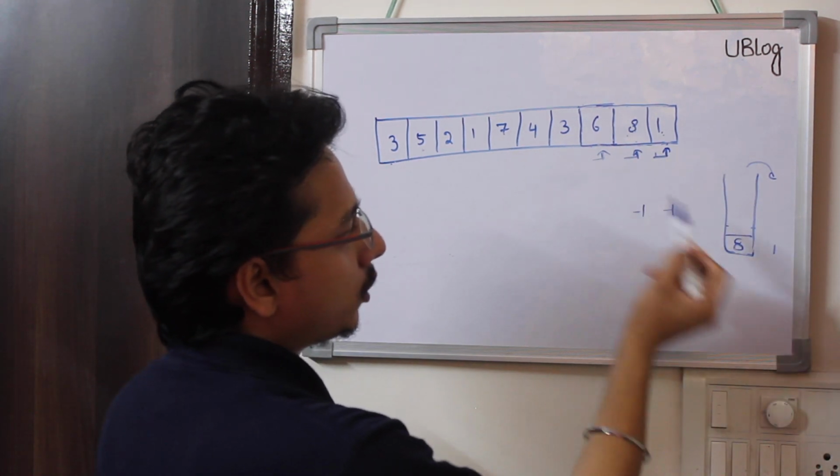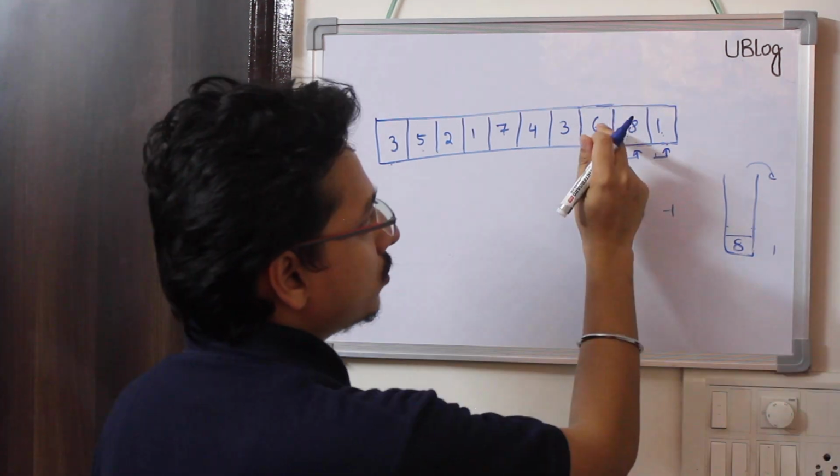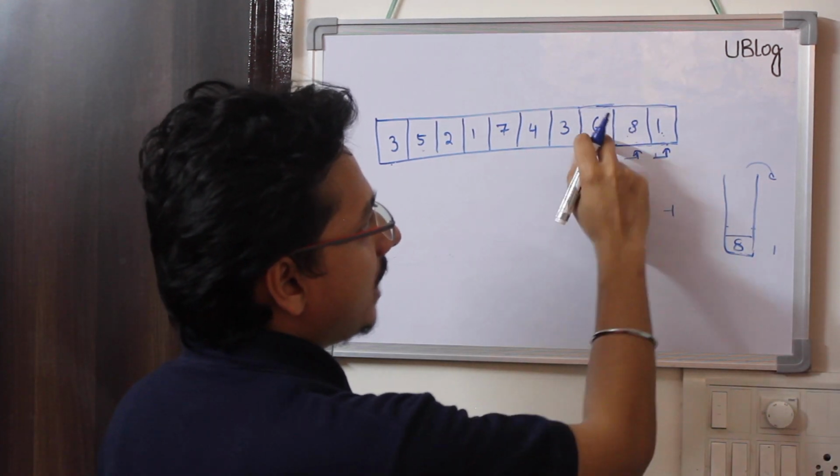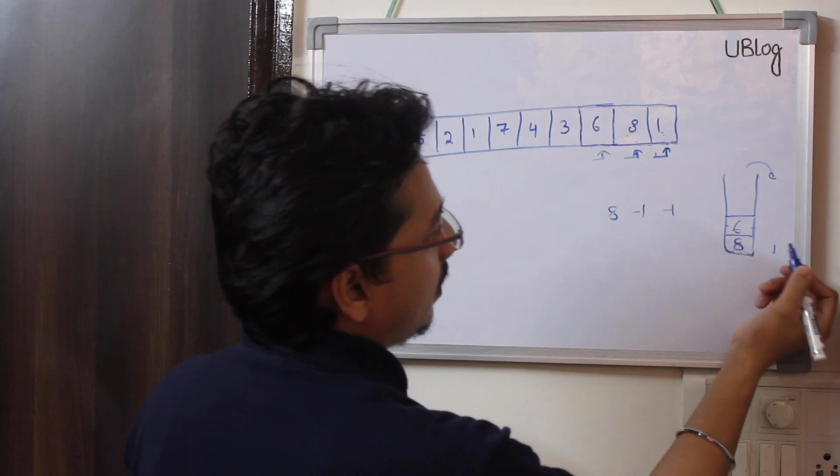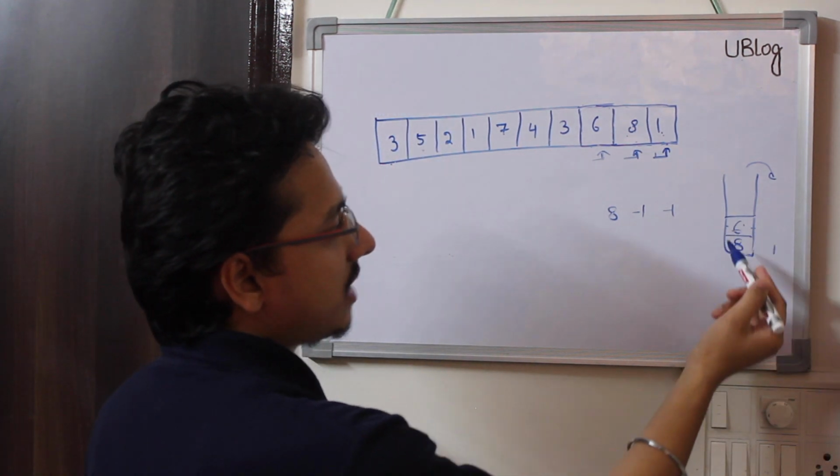Then I need to print the top of the stack. So my top of the stack is 8. So for 6, my NG is 8, and then I'll push the 6 to the stack. So now my stack has 2 elements, 6 and 8.